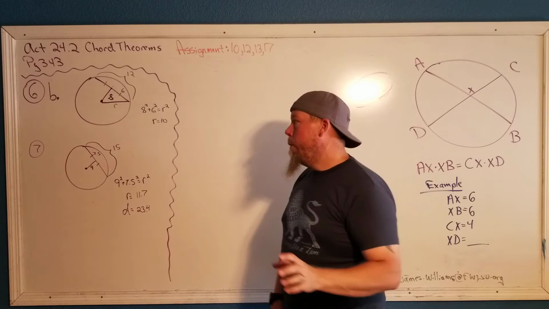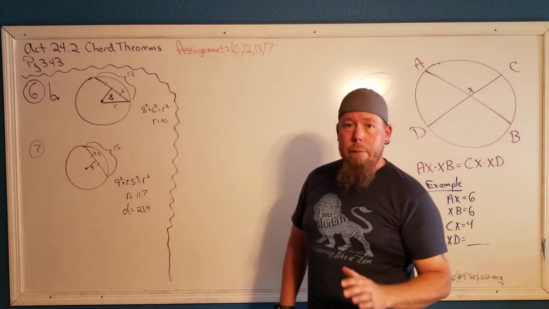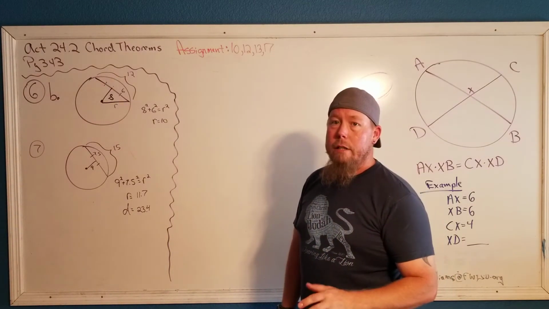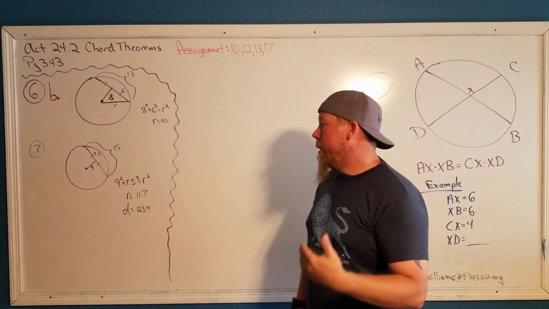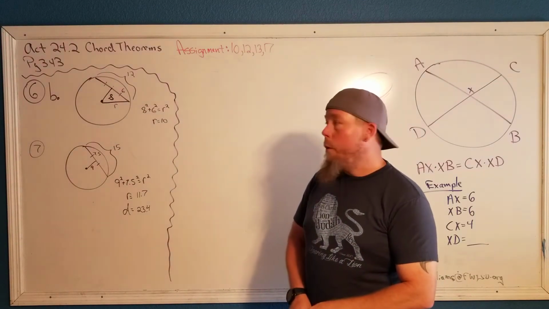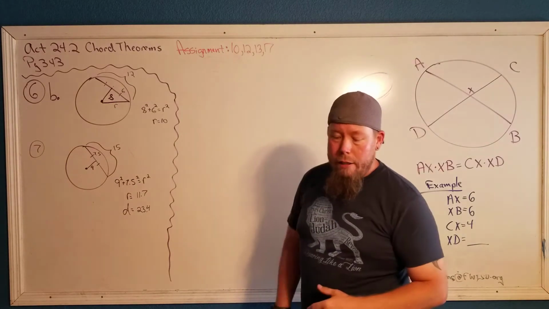Now the tricky one with 7 is they don't ask you for the radius, they ask you for the diameter. You have to be careful with that. You have to make sure you read the problems. So you need to double it, and you're going to get 23.4 there for number 7. Hopefully that checks out and matches what you have.